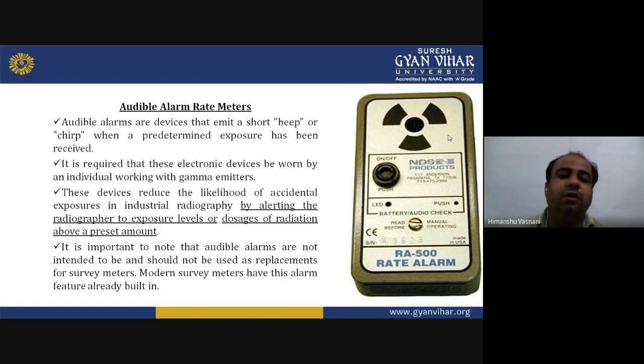Now, it is important to note that the audible alarms are not intended to be, and should not be used, as a replacement for survey meters. Modern survey meters have this alarm feature already built in. We have advanced survey meters which have the audible alarm rate meters also.